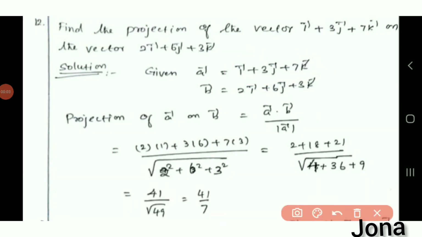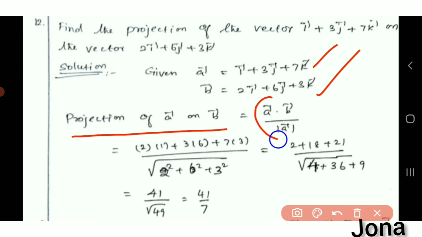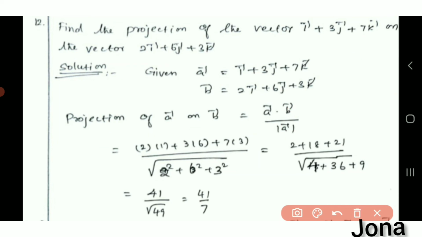12th sum. Find the projection of the vector i plus 3j plus 7k on the vector 2i plus 6j plus 3k. Here it's given A vector is i vector plus 3j vector plus 7k vector. B vector is 2i vector plus 6j vector plus 3k vector. We want to find the projection of A vector on B vector. So the formula for this is A vector dot B vector divided by modulus of B vector.